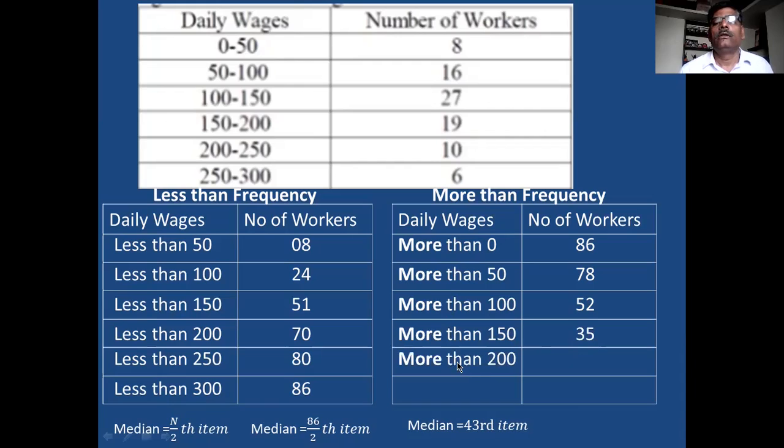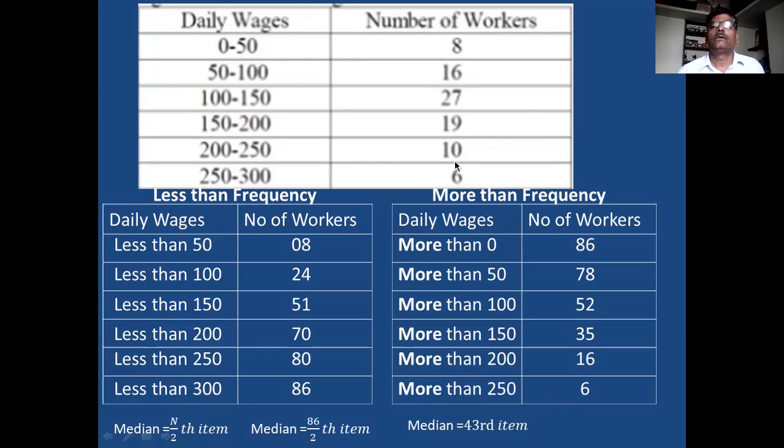Then more than 200, 16, more than 250, 6 workers. This is more than. In case of more than, you have to take the lower limit of the class, and in case of less than frequency, the upper limit of the class is to be considered. These are the 2 points you consider in calculation of cumulatives. And in the second case, you start from the last. In calculation of less than frequency, you start from the top, and in case of this lower limit, you start from below. More than frequency starts from below.